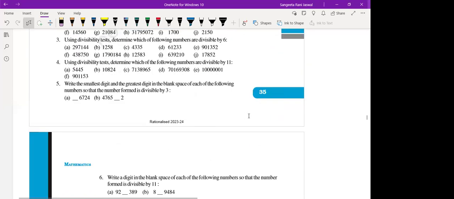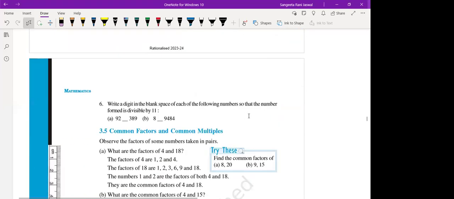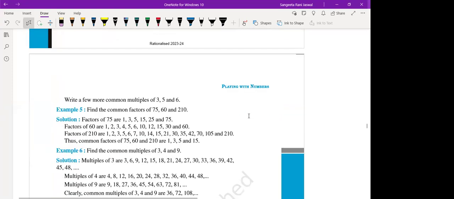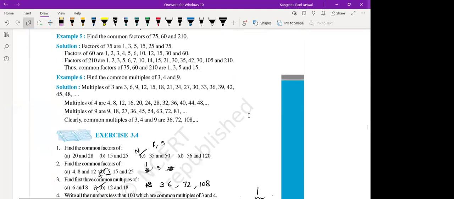Okay, so based on your divisibility rules, you have this exercise. We are not going much deep into it. Now find the common factors of the given numbers. To find the common factors means you have three numbers given, 75, 60 and 210.